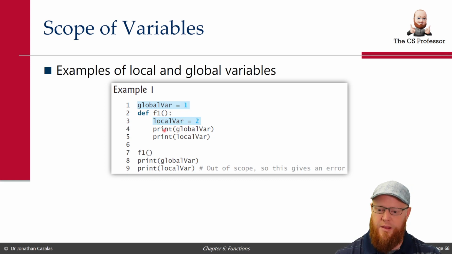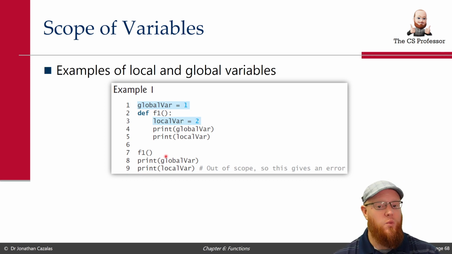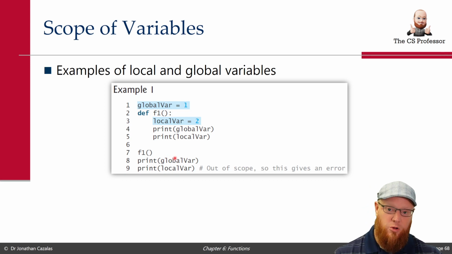So we had this variable called local var. It equals 2. And then on line 4, we print global var, so we're going to print 1. Line 5, we print local var, the local variable, so it's going to print 2. Pretty straightforward, right? It's going to print 1, and then it's going to print 2. But now what happens on line 8 and 9? On line 8, we print global var, and so we're going to print 1, right? Line 8 is going to print this value, global variable.